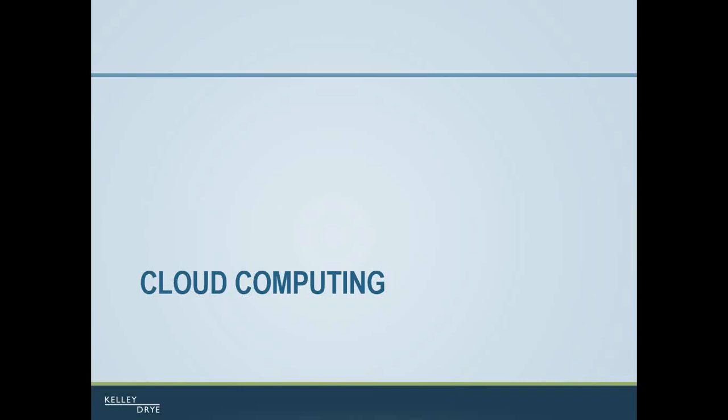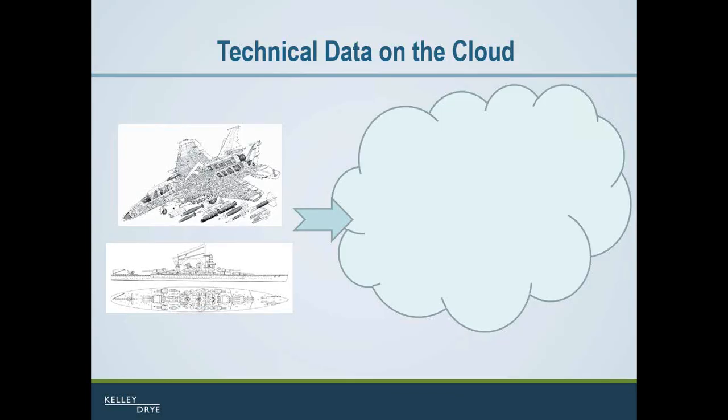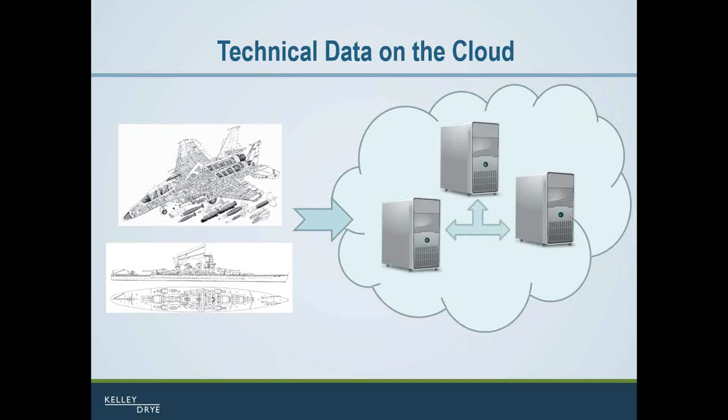Okay, so the next slide here, we have two images. One is a drawing of a fighter jet, and the other one a drawing of a very old naval vessel. And basically what happens when you transfer data to the cloud is that you're transferring them to a network of servers. And your cloud computing provider may transfer data to and among those servers based on demand and other criteria.